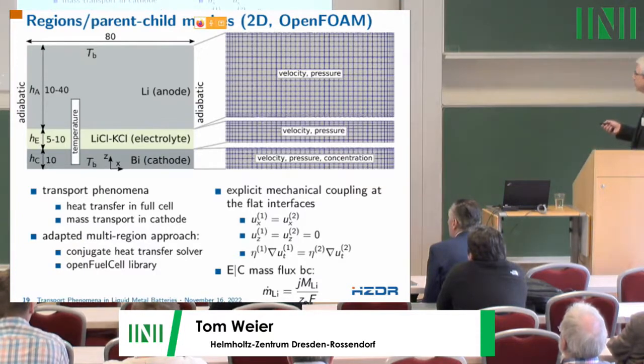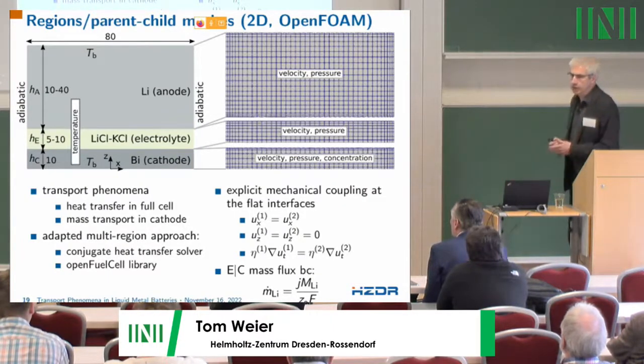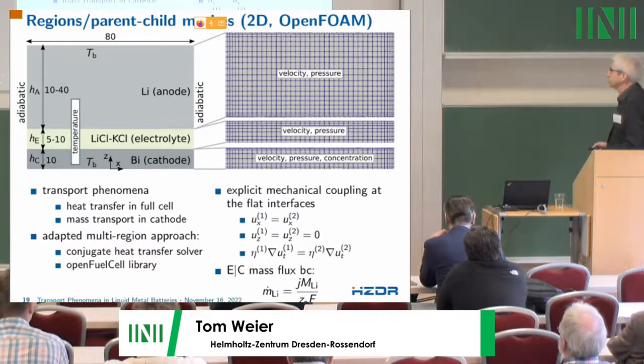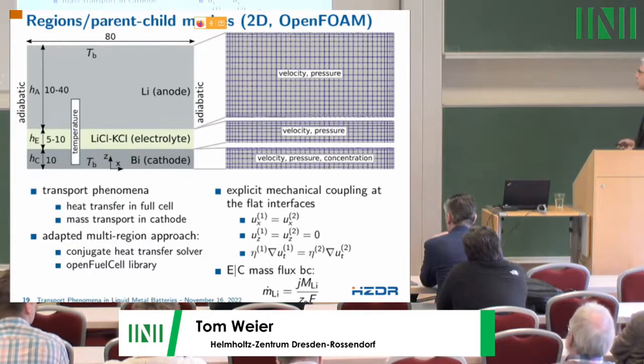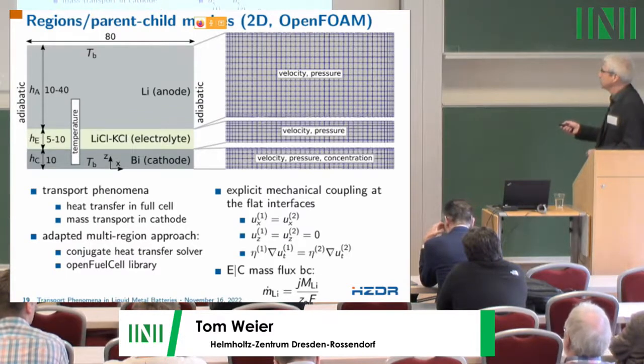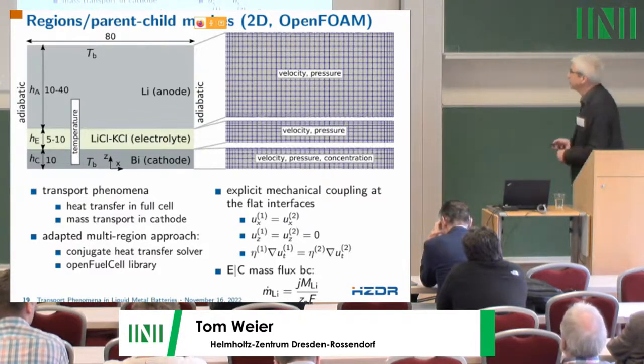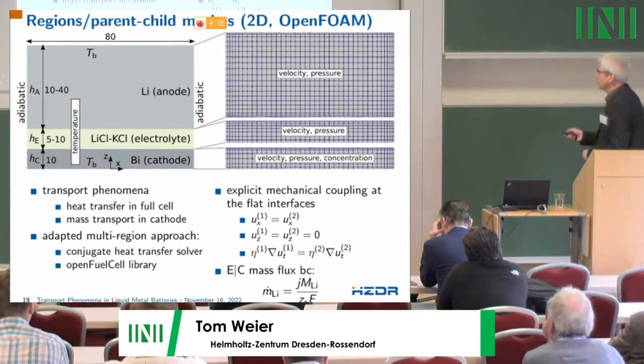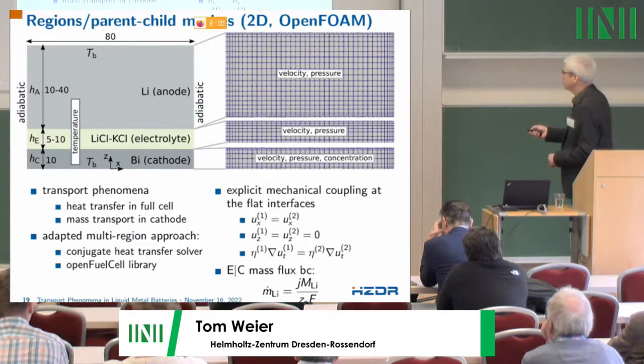There is explicit mechanical coupling at the flat interfaces, so the interfaces are assumed to be flat, but we have learned that the velocities are relatively small, so there is no danger of large interface elevations. So this is probably a valid assumption. Then we have continuity of the velocities. There are zero normal velocities at the interfaces, and there is, of course, momentum coupling at the interfaces.